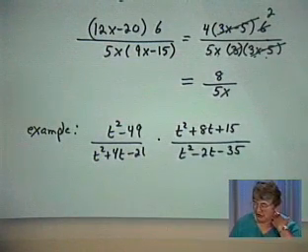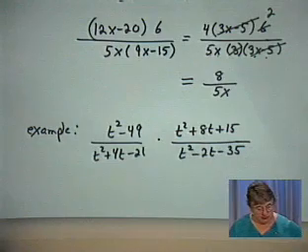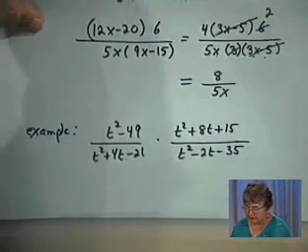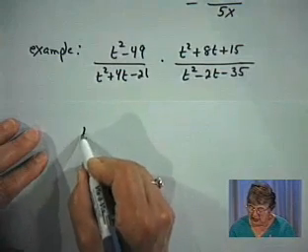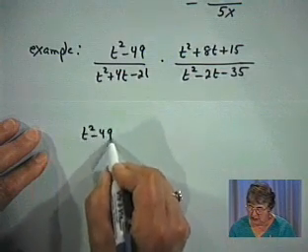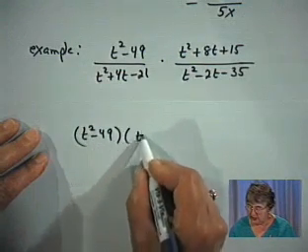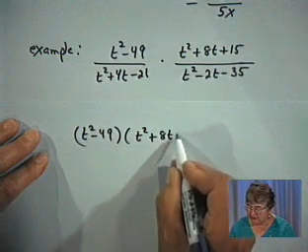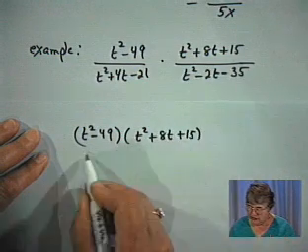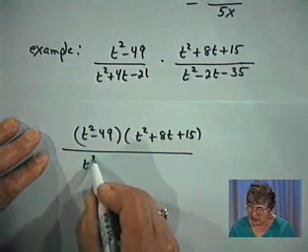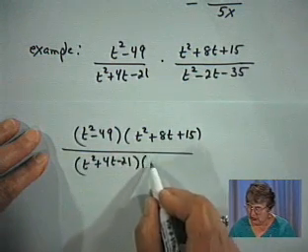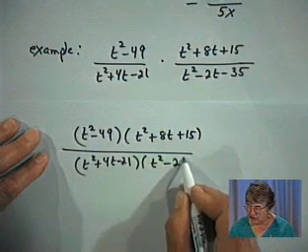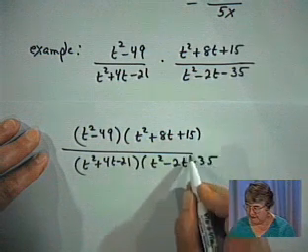Okay, so now we're going to multiply numerators and we're going to multiply denominators. And so the first step is to say t squared minus 49 will be multiplied by t squared plus 8t plus 15, and that's going to be divided by t squared plus 4t minus 21, and that will be multiplied by t squared minus 2t minus 35.